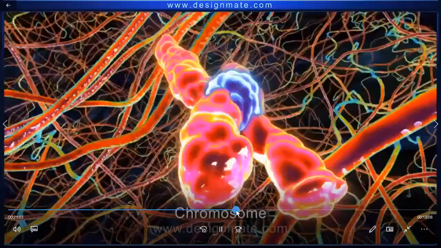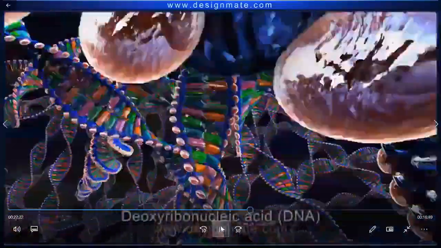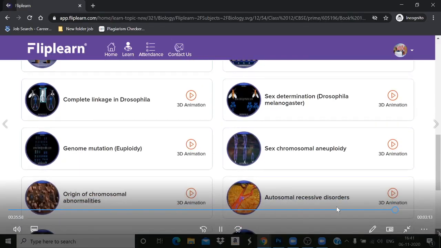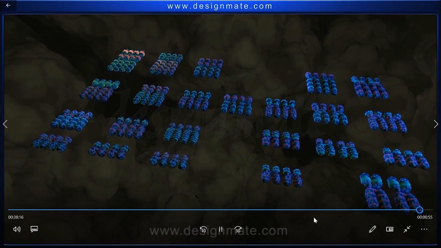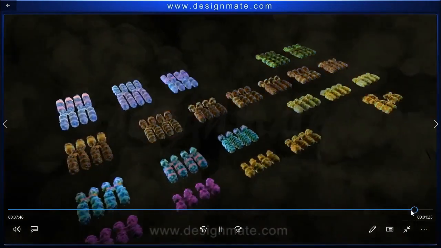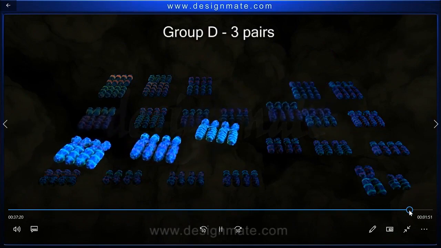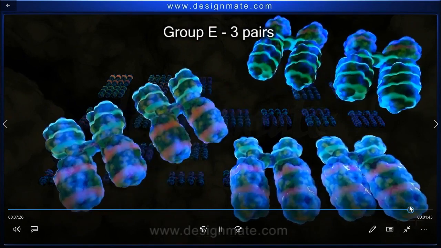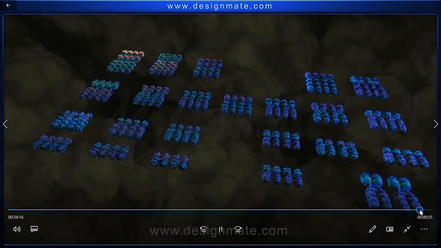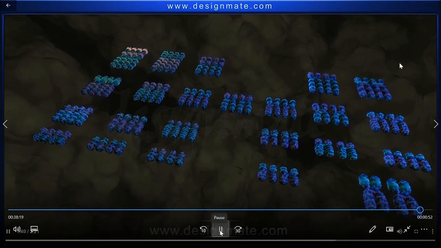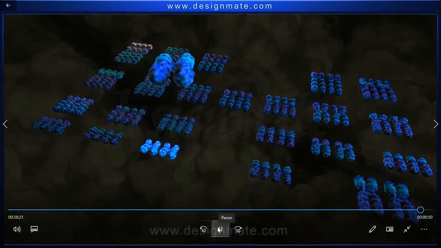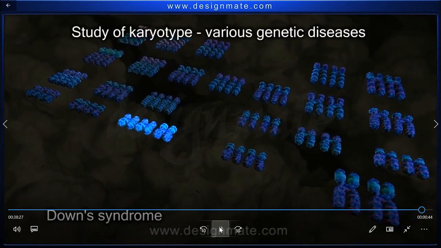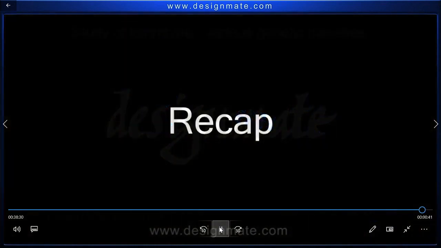Nucleus chromosome. Genetic material called deoxyribonucleic acid. 1064 plants. If a karyotype shows an extra chromosome, while the D group has 3 pairs, even the E group has 3 pairs. If a karyotype shows an extra chromosome in the 21st pair, the condition is called trisomy. This disorder causes Down syndrome. Through the study of karyotype, we can study the various genetic diseases. Recap.